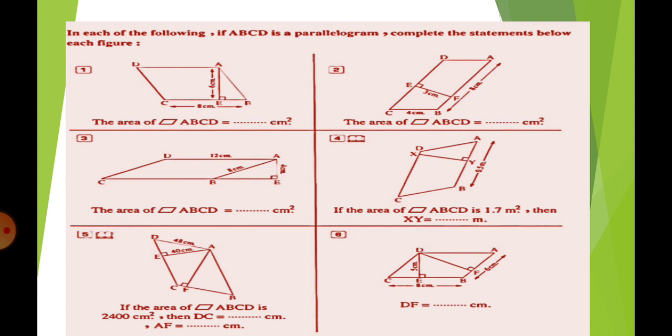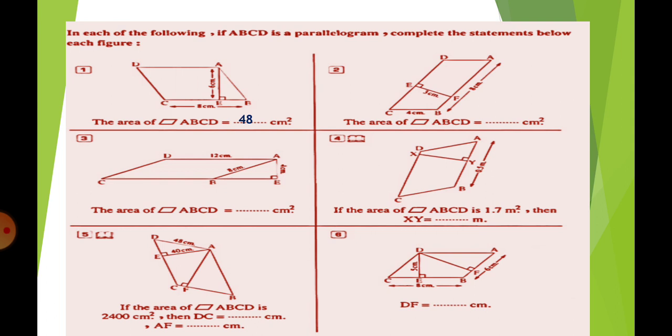In each of the following, A, B, C, D is a parallelogram. Complete. Number 1, the area of the parallelogram. Here the base equals 8 and the corresponding height equals 6. Area of parallelogram equals base times height. 6 times 8 equals 48 centimeter squared.